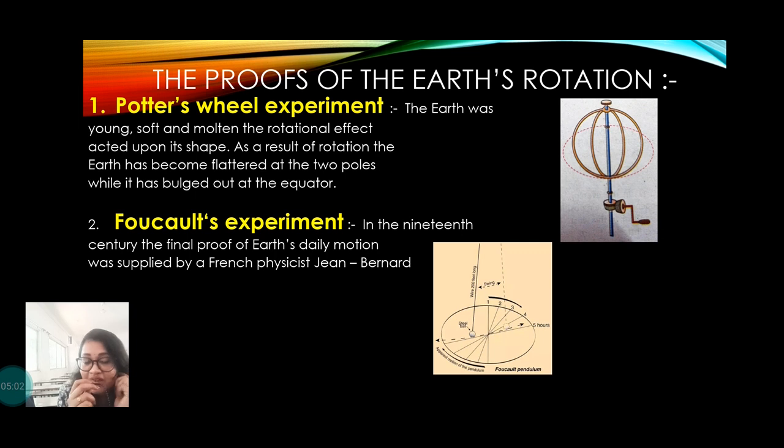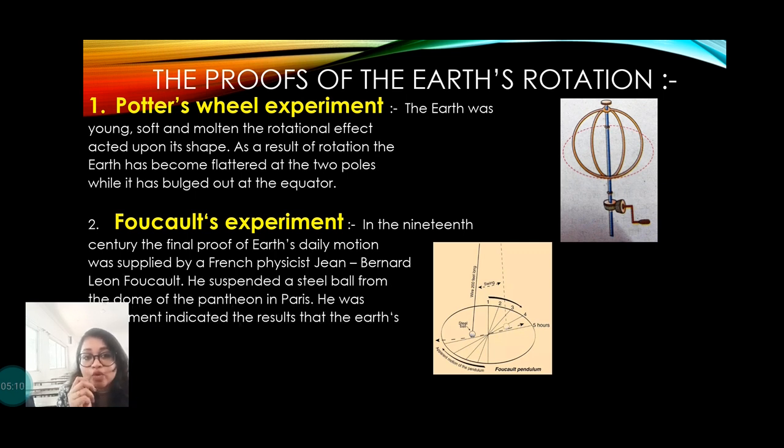The earth was young at first, soft and molten, when it originated 4.8 billion years ago. Due to the rotation, it rotated non-stop. As a result, the shape of the earth became flattened at the poles and bulged in the equatorial regions. This is the experiment, and it is known as the Potter field experiment.